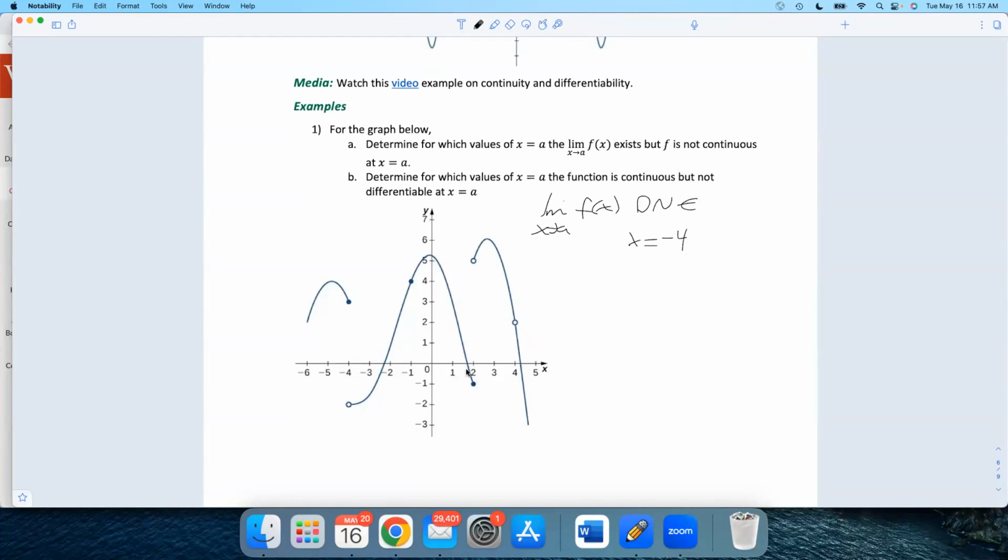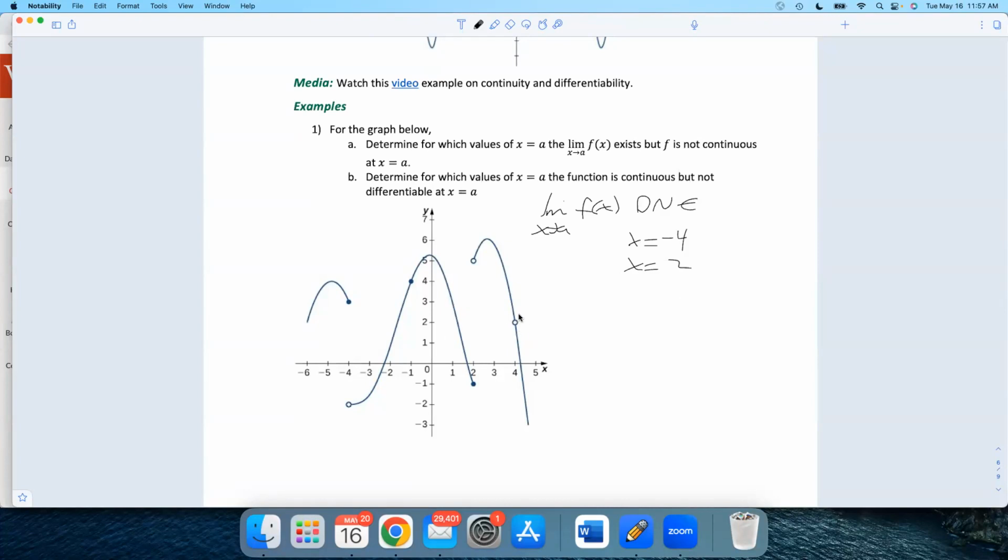Same thing here at x equals 2. The left-hand limit is -1. The right-hand limit is 5. So by the definition of continuity, the function is not continuous at those points. And I'll write that in my list in a minute.